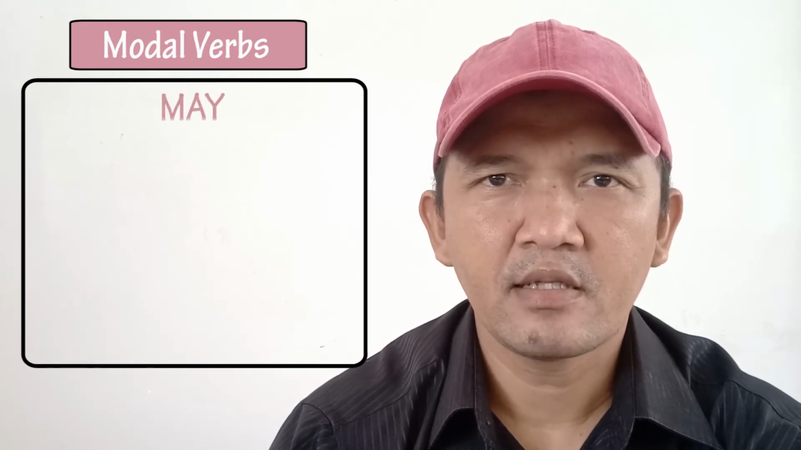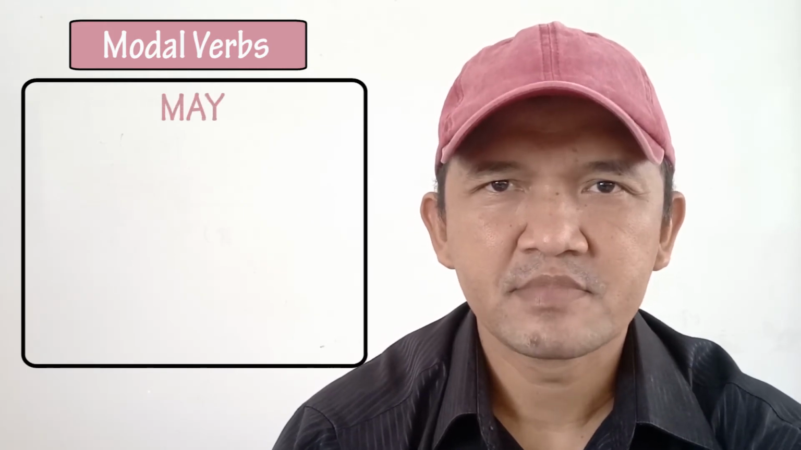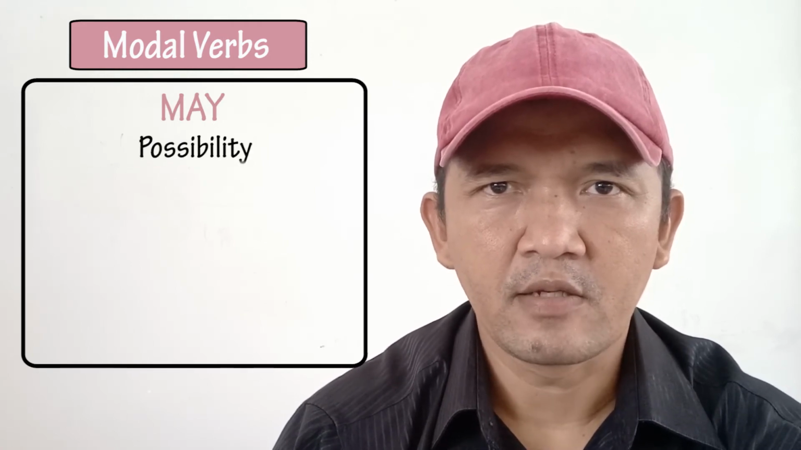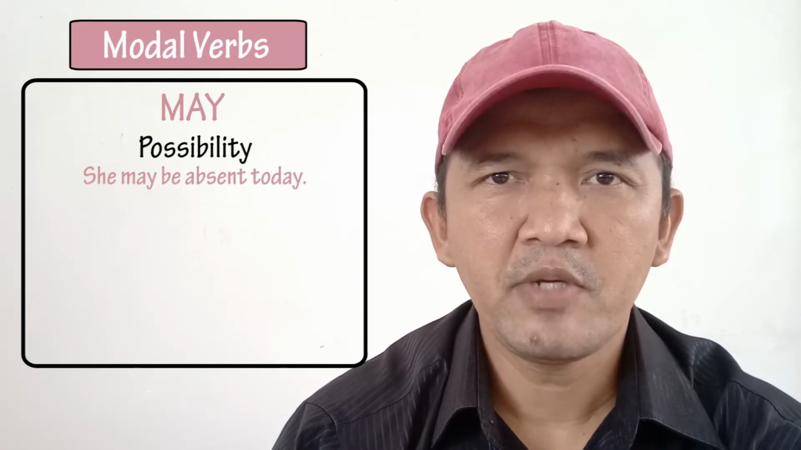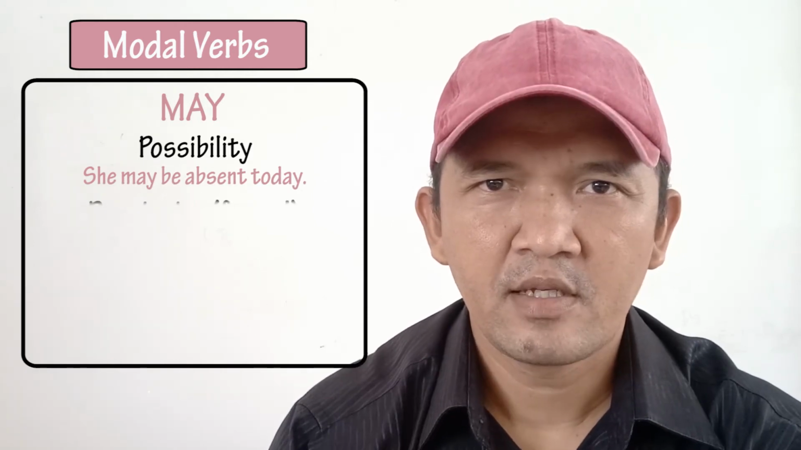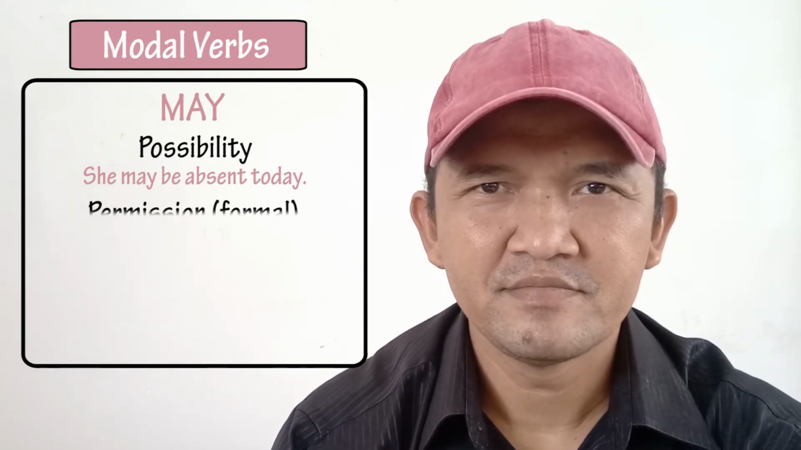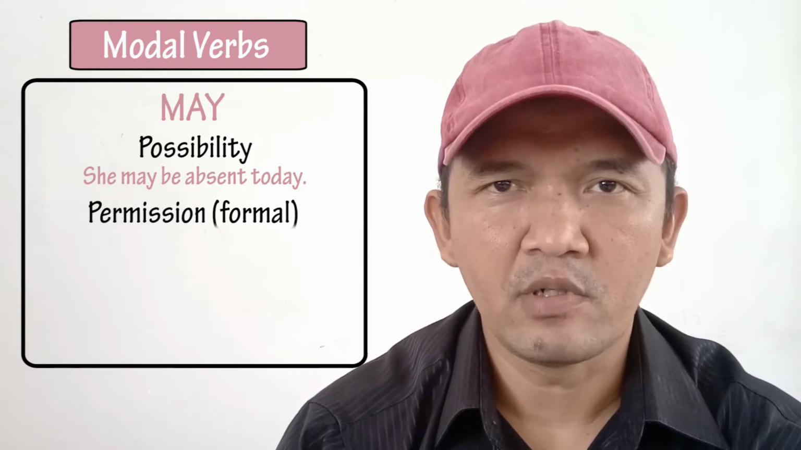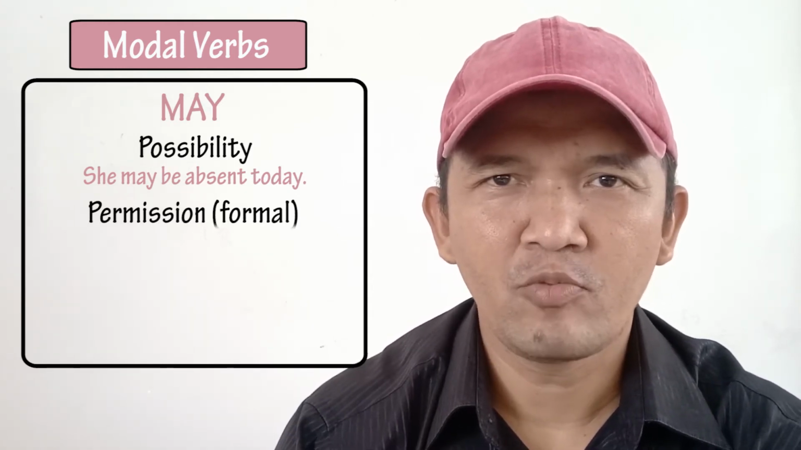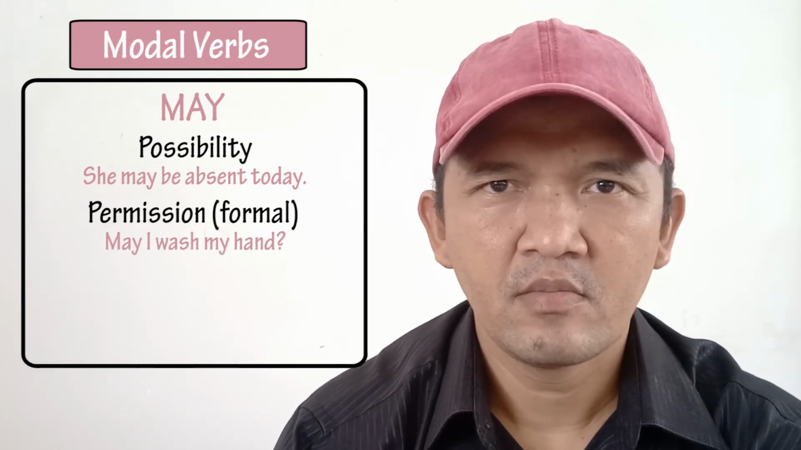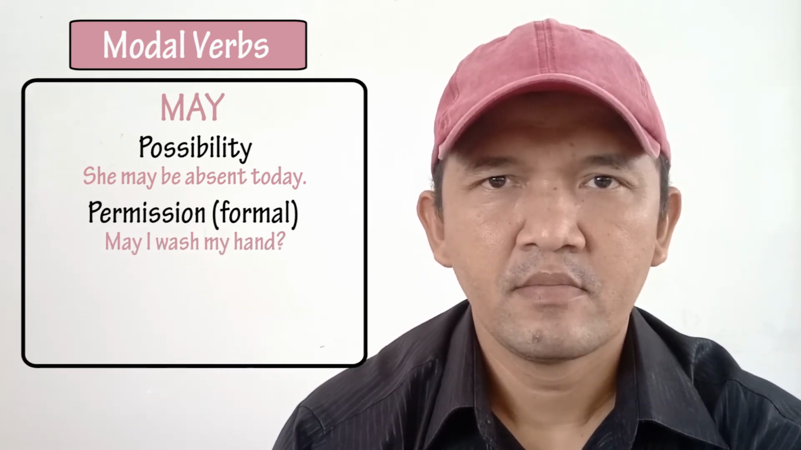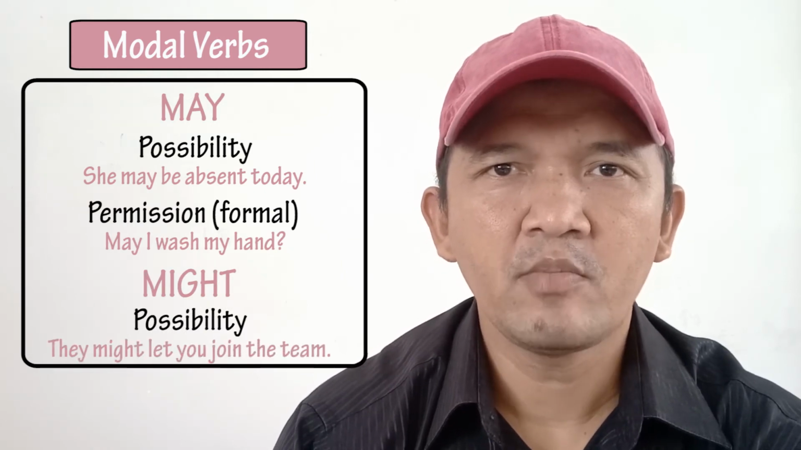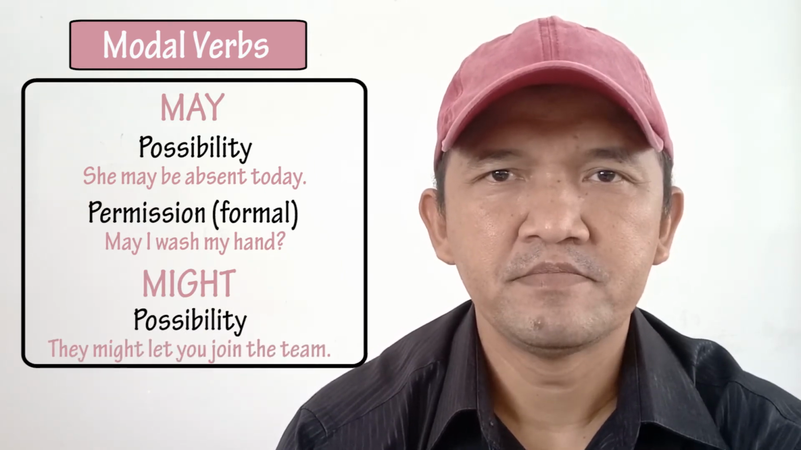May dan might, yang ini hampir sama. May, possibility. She may be absent today. Sepertinya dia tidak hadir hari ini. Permission. Pakai may ini formal. Misalnya contoh kalau mau izin ke belakang. May I wash my hands? Might. Possibility. They might let you join the team.